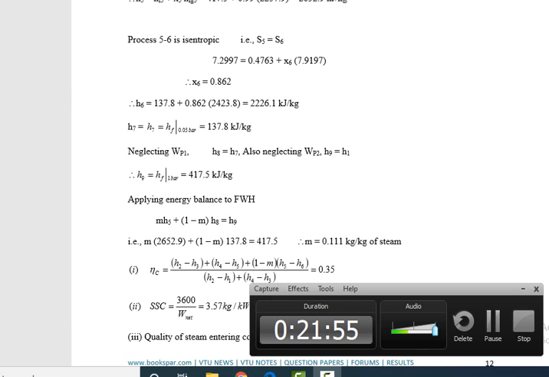Then after covering points 4, 5 and 6, go to point 7. At point 7, what happens? Again the pressure is different, 0.05 bar, and you go to the steam table and get the values. The value h7 is 137.8 kJ per kg. In this case, neglecting pump work, h8 equals h7.